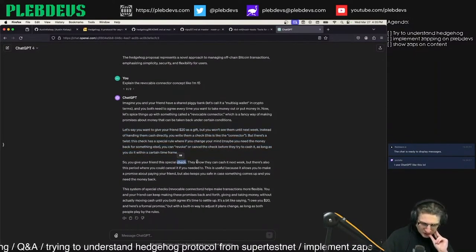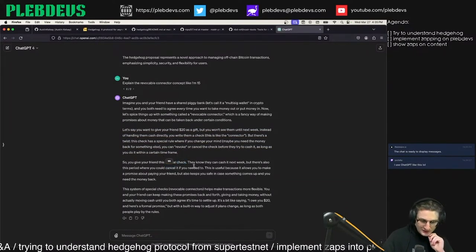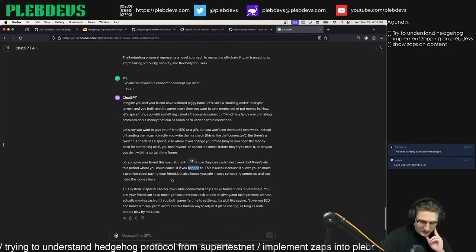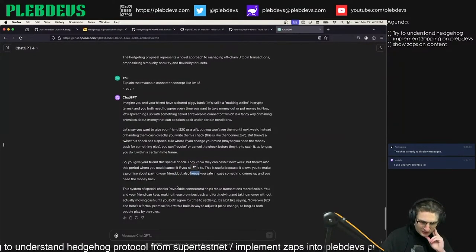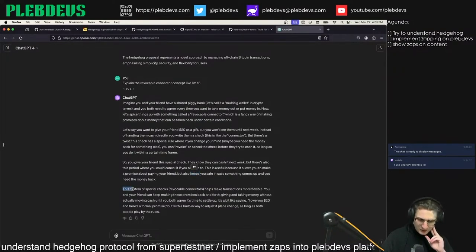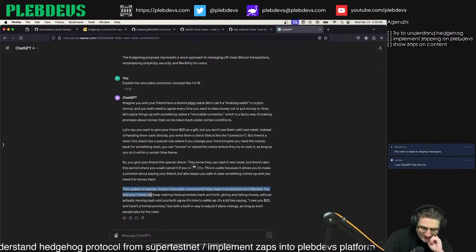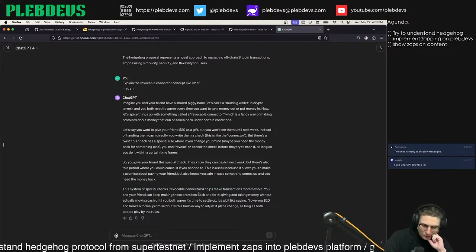So you give your friend this special check. They know they can cash it next week, but there's also this period where you could cancel it if you needed to. This is useful because it allows you to make a promise about paying your friend, but also keeps you safe in case something comes up and you need the money back. I don't know about this explanation so far. The system is special check, revocable connectors, helps make the transaction more flexible.